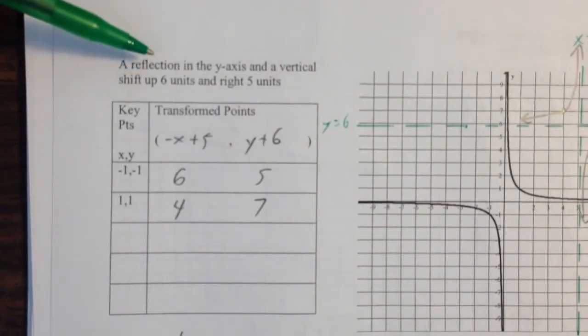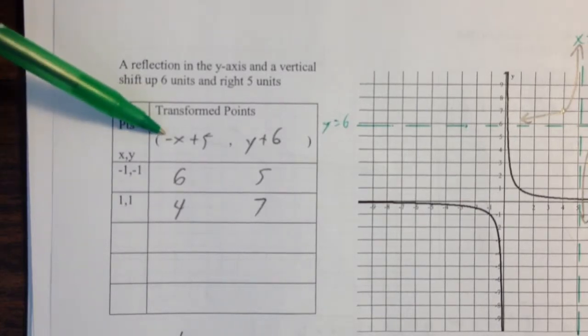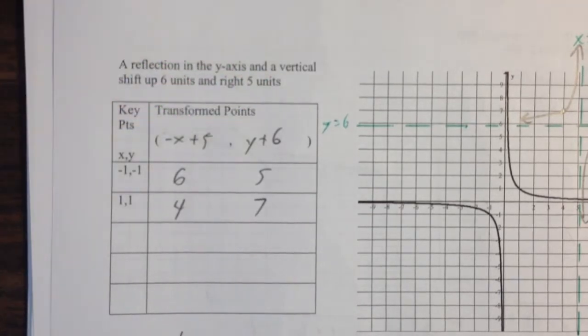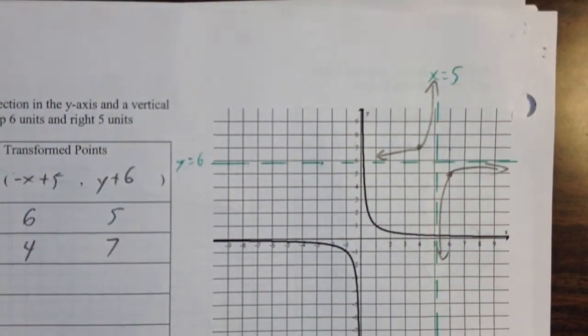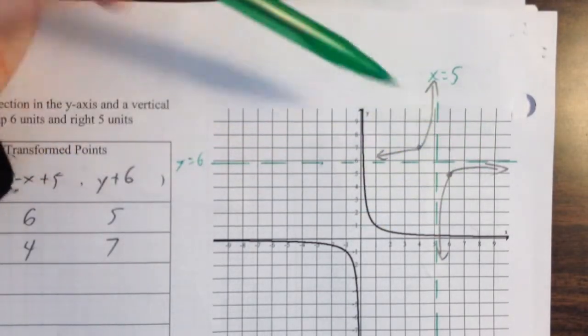Since it's a reflection in the y-axis, it means we're going to multiply all the x terms by -1. The shift right 5 is an add 5, and the shift up 6 is an add 6 to the y's. I take my key points, apply the mappings, plot the points, and I draw the functions so they don't cross an asymptote.